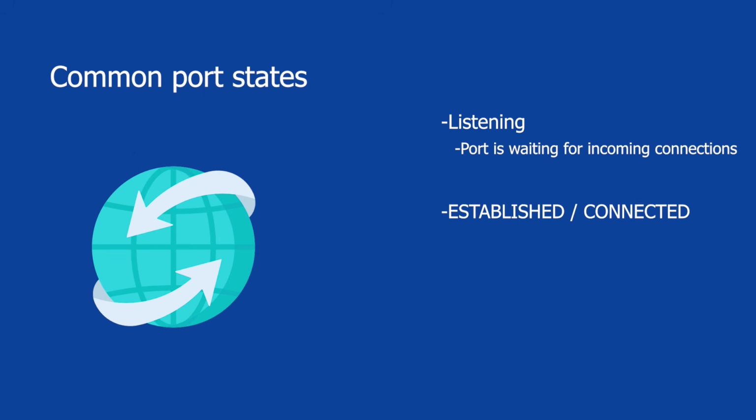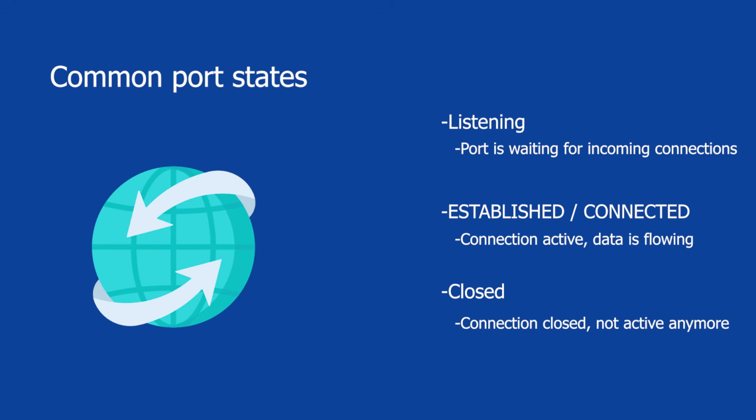Established or connected means there's an active connection and data is being exchanged between two devices. For example, when we're currently visiting a website. Closed means the port is currently not in use. There's no active connection and no program is listening on it. That's why you usually don't see closed ports directly in CMD. You can think of closed simply as the port is shut down, not active. There are also other states like time wait or close wait, but those aren't important for beginners. Now that you know the most important port states, we can take a live look in CMD to see which ports are listening or established and observe how that looks in practice.